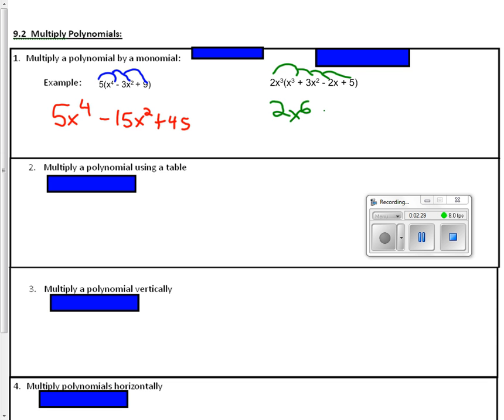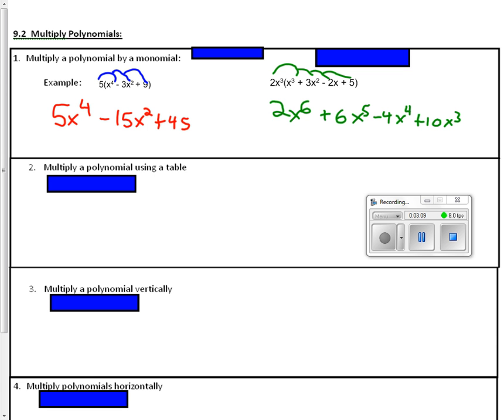Our second term, we have 2 positives, so 2 times 3 is 6. We still have our base, x to the 3rd times x squared. Base stays the same. Add my exponents, and I have 6x to the 5th. Next, I have 2 times negative 2, which is a minus 4. We have x times x to the 3rd, which is going to leave us with x to the 4th. 3 plus 1 is 4. And lastly, we're going to multiply here. 5 times 2 is 10. And we finish with x to the 3rd, because the 5 does not have any variables.